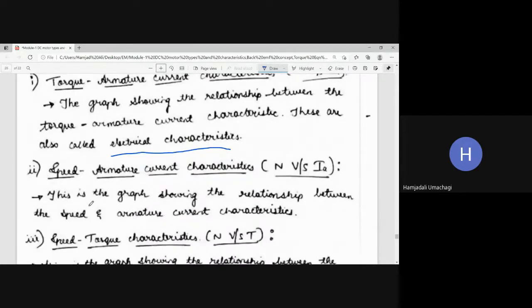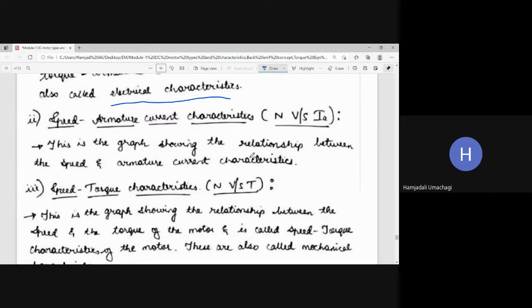Then comes the second parameter, speed versus armature current characteristics. Speed is denoted by capital N, armature current as usual Ia. So what is this N versus Ia characteristics? This is the graph showing the relationship between speed and the armature current. With the change in the armature current, how the speed of the DC motor will change. That graph we call speed versus armature current characteristics, that is N versus Ia. And this is the second performance measuring characteristics of DC motor.